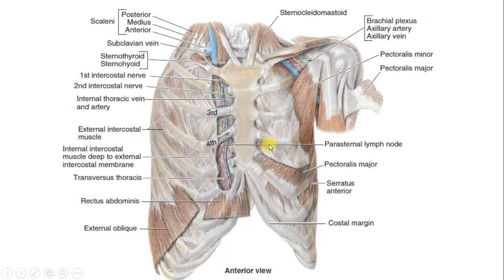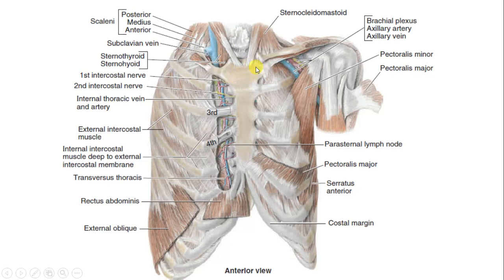So in this slide we can understand there are also small muscles of the neck region which are attached to the upper border of the manubrium, sternothyroid and sternohyoid, but they are not basically concerned with the movement of the chest wall.